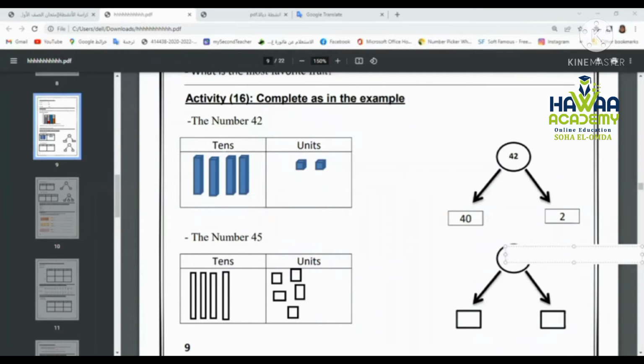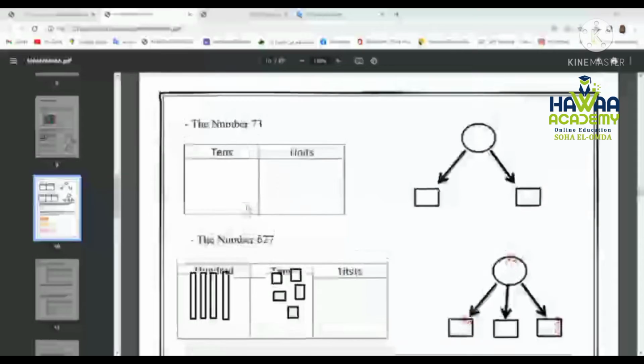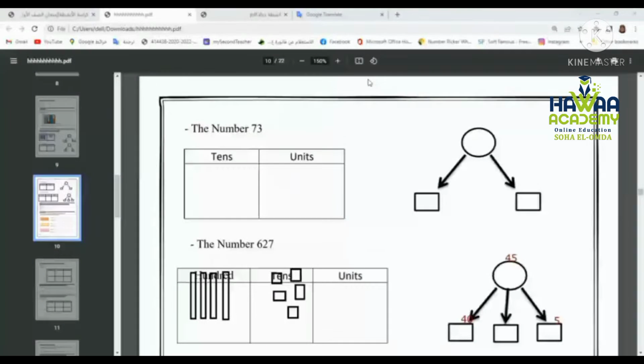What about decomposing the number? Let's make it together. Here's 45. Try to read it. It's 40 and 5. Excellent. And now let's see the next question. It's going to be the same on the second page, and we're going to do the same work.